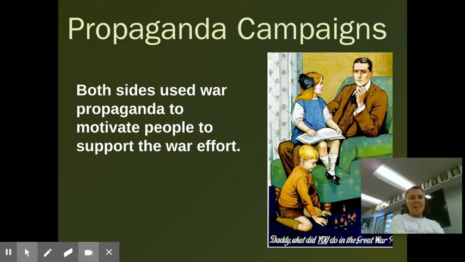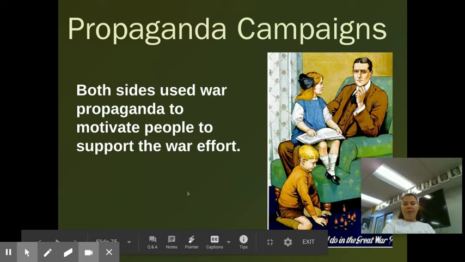So there were a lot of propaganda campaigns here in the United States, but remember, both sides used war propaganda to motivate people to support their side of the war. So whether it was the Germans using propaganda, or the British, or the United States. Here we see a poster that was created here in the United States, and it says, "Daddy, what did you do during the Great War?"